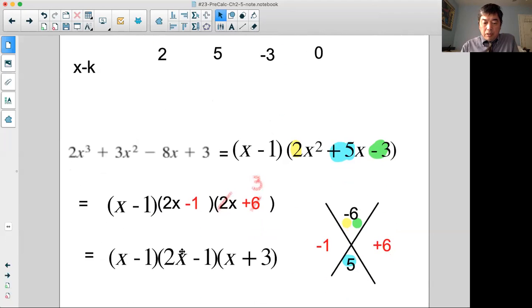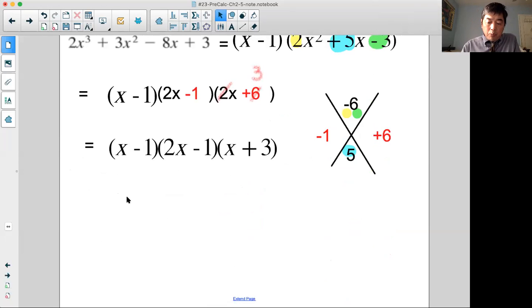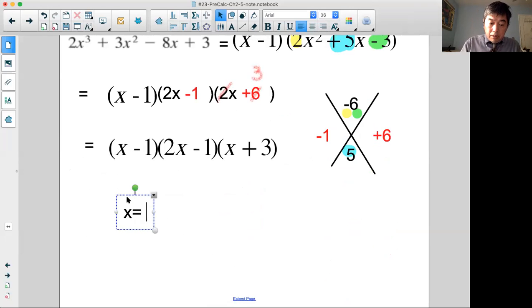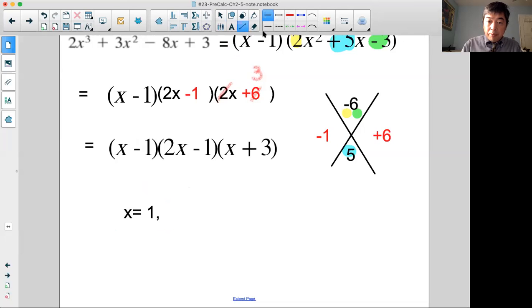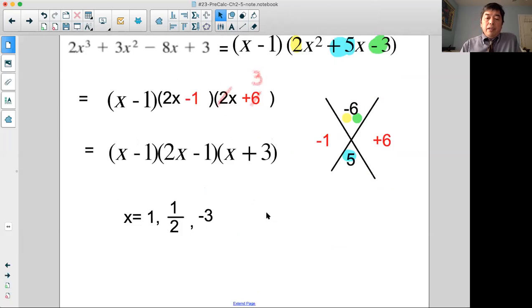And also, let's write down the possible zeros. So x equals 1, and you can plug in half, right? So x could be half, and x could be negative 3. Okay, so those are rational zeros. I hope you understand.